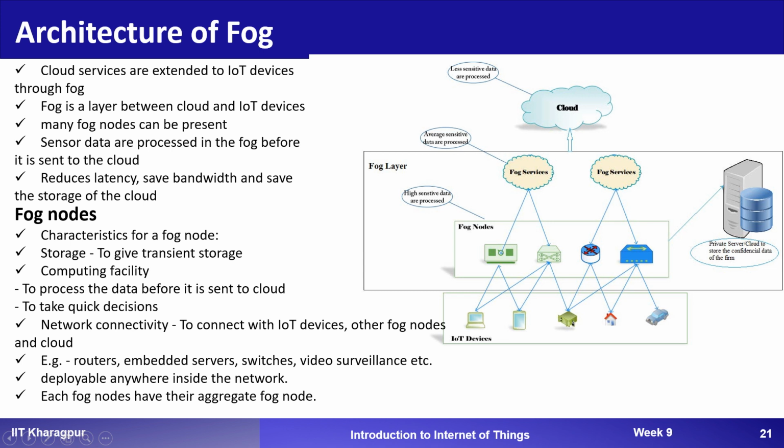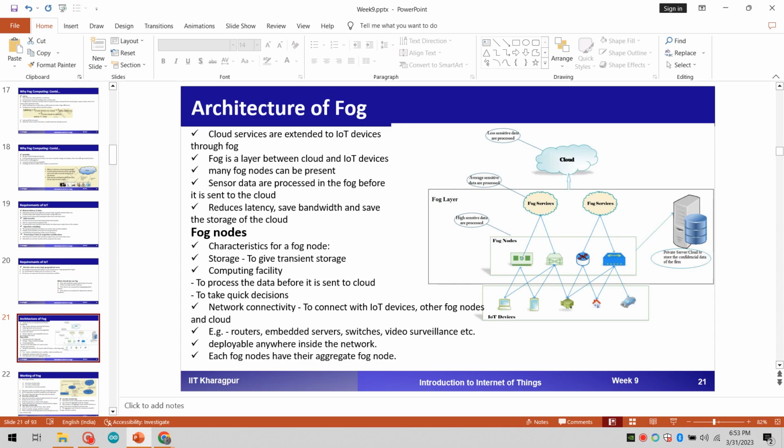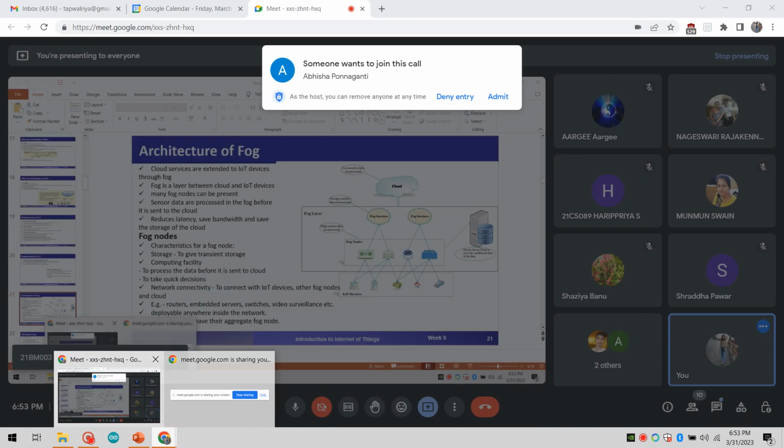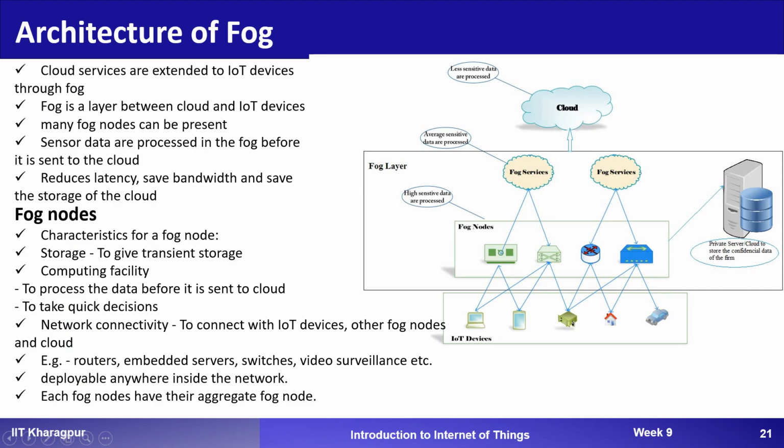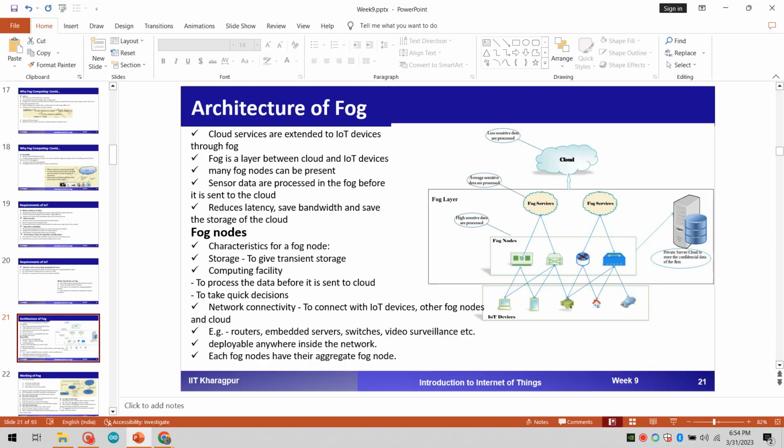Now the characteristics of a fog node. First one is storage. The storage provided by fog computing is transient, basically not permanent. The memory or storage present at the fog layer is less as compared to cloud, so the complete data cannot be stored at the fog layer. Only a small amount of data can be stored there. The data which is used frequently by the end user is stored at the fog layer, and the data which is not necessary or not frequently used by the end user is stored at the cloud.